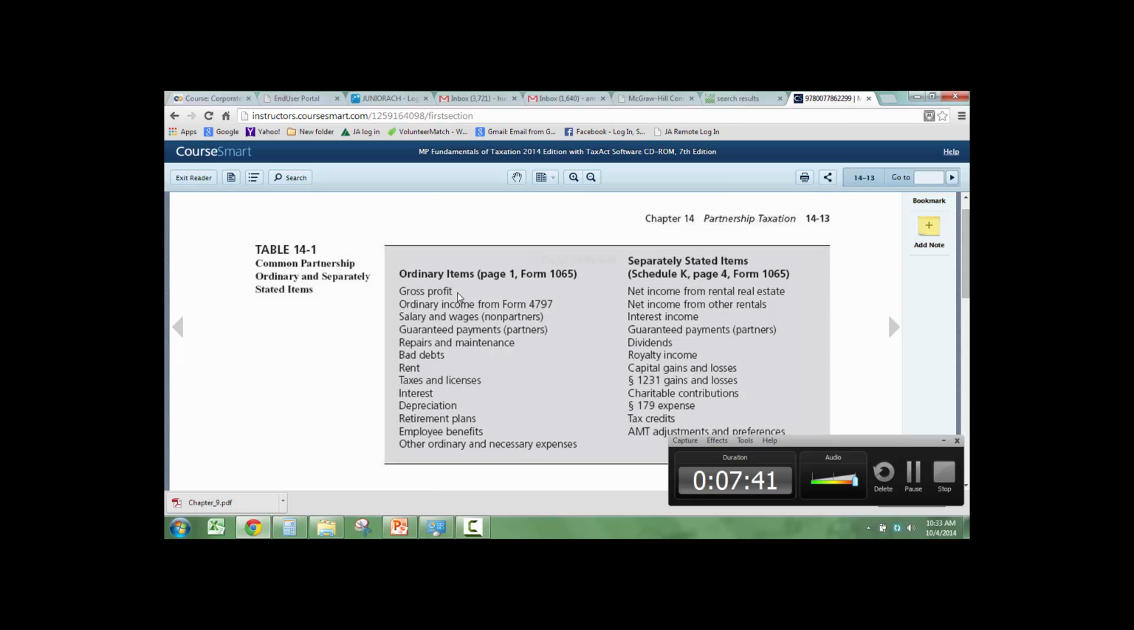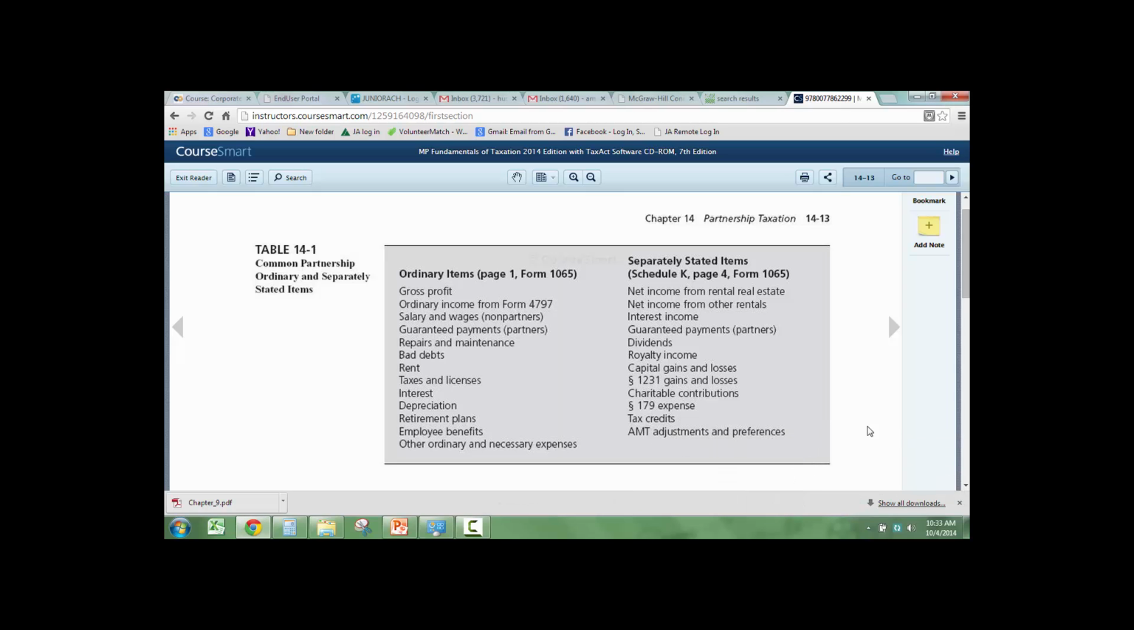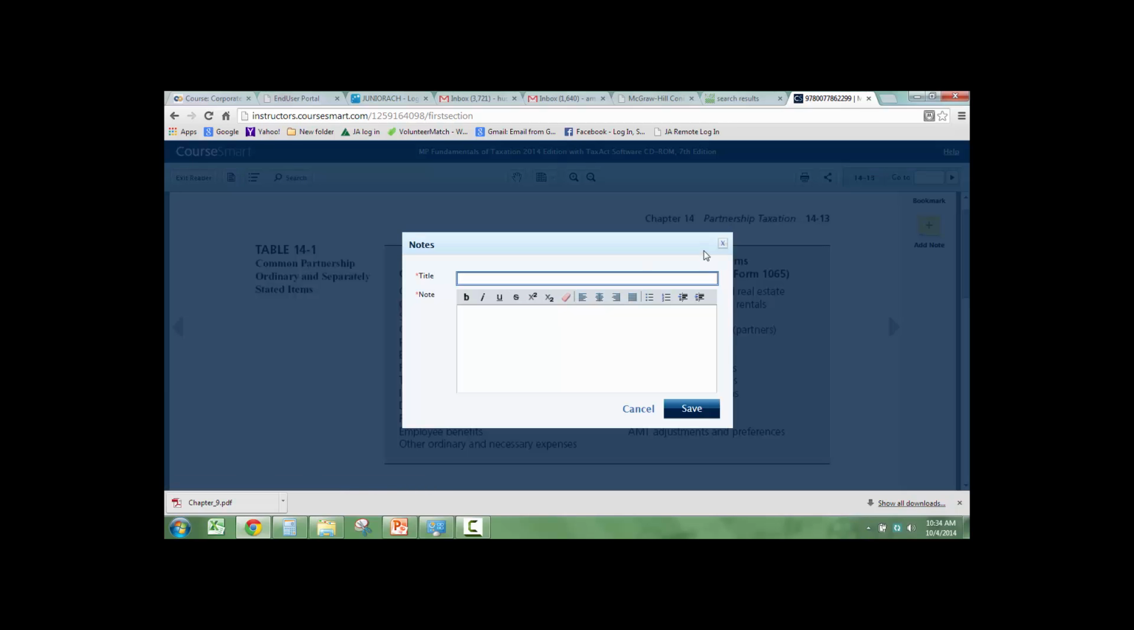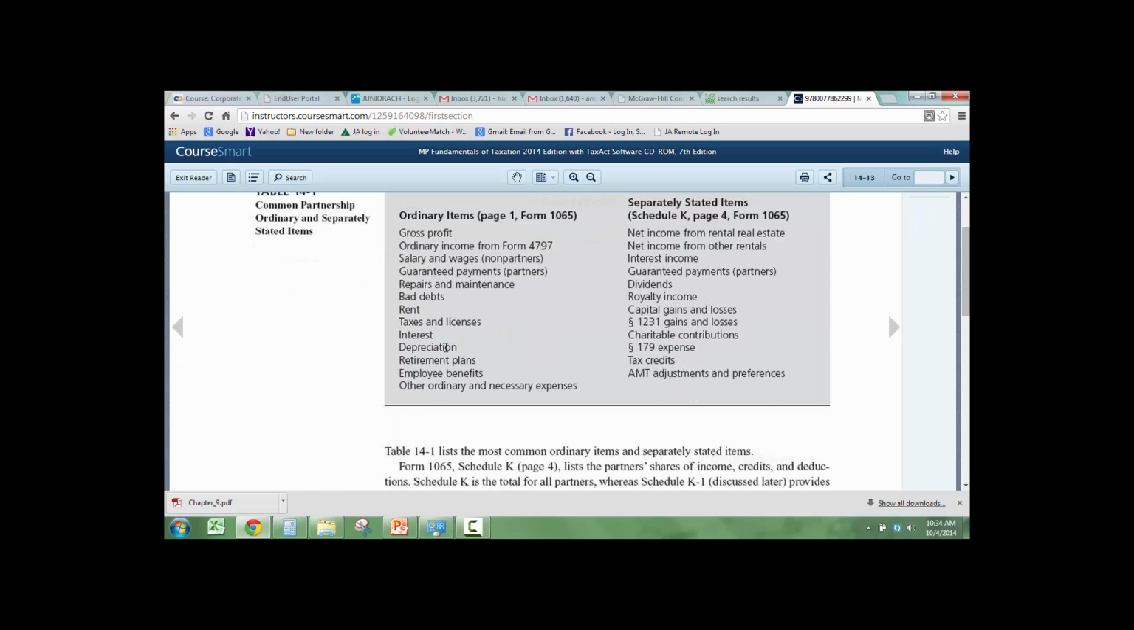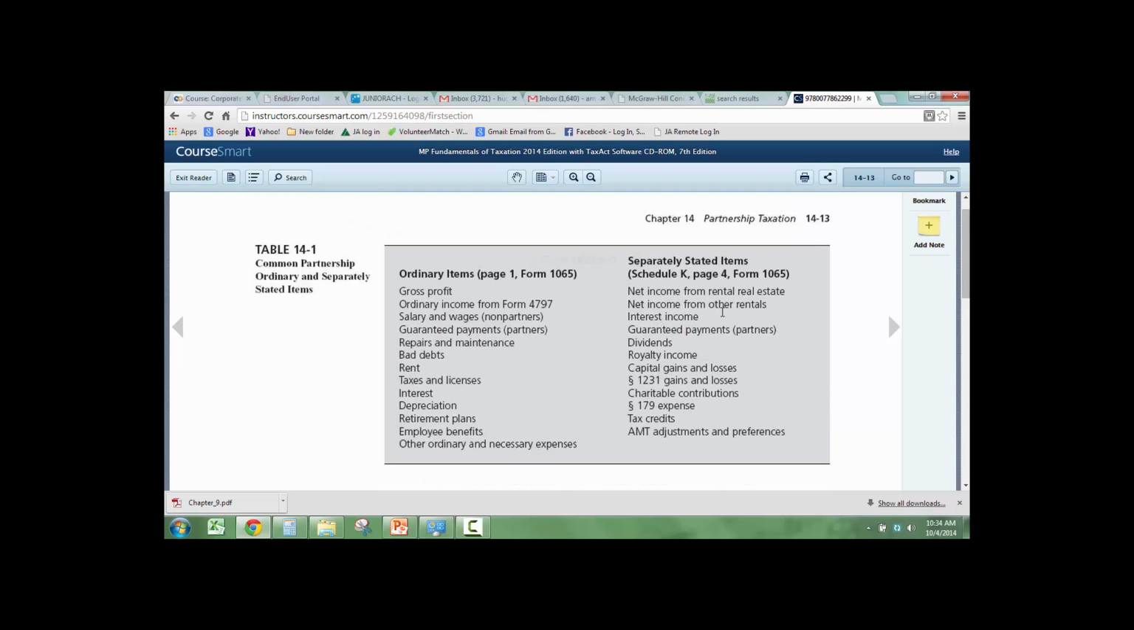So, things that are included in ordinary items on a 1065: gross profit, ordinary income from Form 4797, salary and wages to non-partners. So we can deduct salary and wages to people that are not partners. For partners, they would be considered guaranteed payments. Repairs and maintenance, bad debt, rent, taxes and license, interest, depreciation, retirement plans, so if we have employees, employee benefits, and other ordinary and necessary expenses.